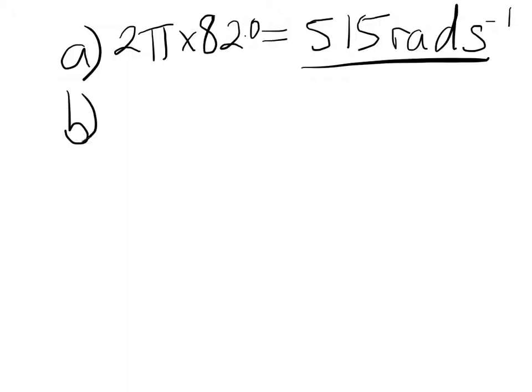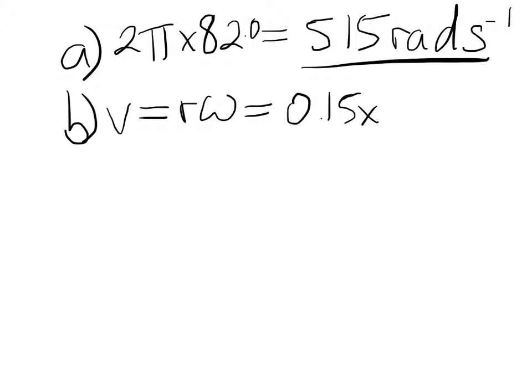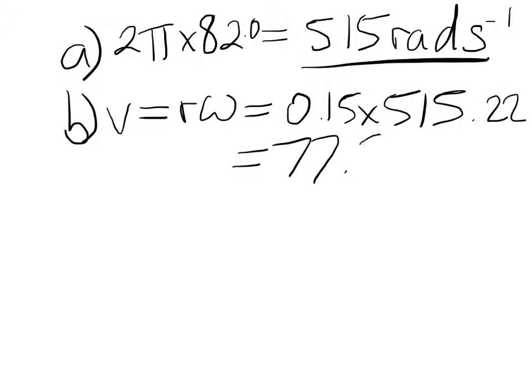For part B, we're looking at calculating the linear velocity v, and so we rearrange the equation involving r and omega to r times omega. The radius was 0.15 and we just found omega to be 515. Actually, we'll carry a couple more figures there, 515.22, just so we don't get a rounding error. And we should get 77.3 meters per second for that one.